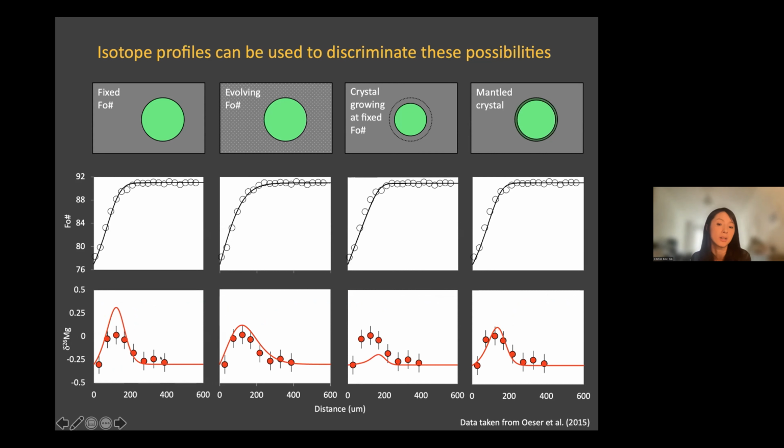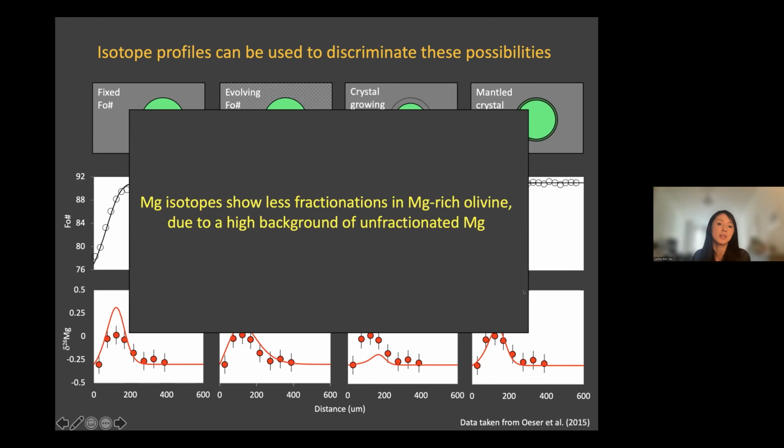And that's why magnesium is not very good for distinguishing between different models. So for magnesium, model 2 and model 4 look very similar. Both are equally good fits. And that's because magnesium shows less fractionation in magnesium-rich olivines due to the high background of unfractionated magnesium. So here we're modeling a crystal that's between Fo77 and Fo91. So this olivine has a lot of unfractionated magnesium to begin with, and that just dilutes the isotope fractionation signal. So iron gives better constraint to the modeling parameters.